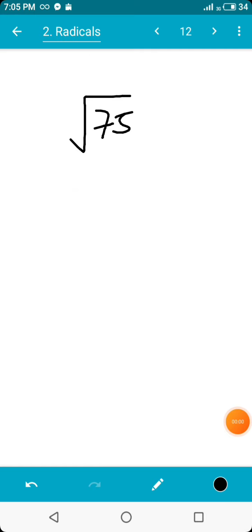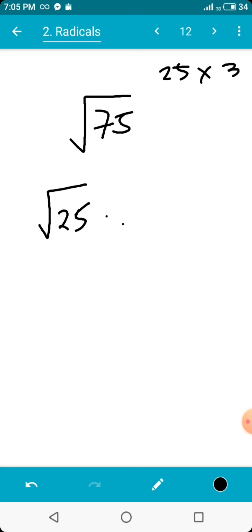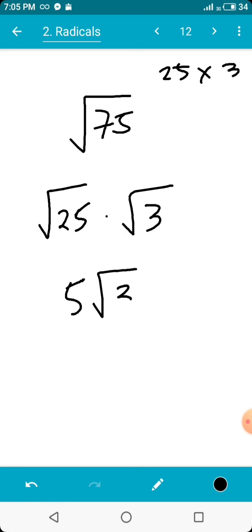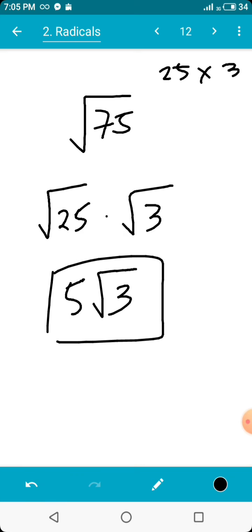Alright, so let's simplify square root of 75. Again, 75 is not a perfect square, so hanap ulit tayo ng factors niya na merong perfect square. And we know that we can multiply 25 times 3 and magiging 75. So we can break it down sa square root of 25 times square root of 3. And 25 is a perfect square, so therefore makukuha natin yung sagot na 5. And this one is not a perfect square, so as is na lang siya. Okay? So to simplify square root of 75, that is 5 square root of 3.